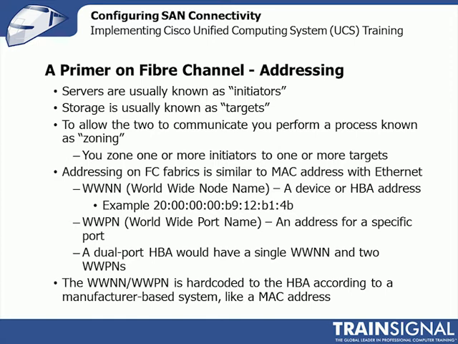To allow the two to communicate, you perform a process known as zoning. You may hear that term used a lot. You zone one or more initiators to one or more targets. The idea being that by default, if I drop a Fibre Channel switch in front of me and I plug a server into a port and I plug a storage array into a port, those two aren't allowed to communicate. We have to zone them, or allow them to talk. We put them in a zone, therefore they can communicate. Think of it as an access list.